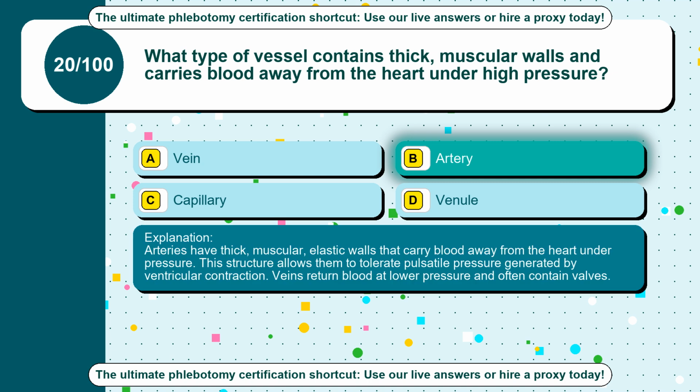Artery. Arteries have thick, muscular, elastic walls that carry blood away from the heart under pressure. This structure allows them to tolerate pulsatile pressure generated by ventricular contraction. Veins return blood at lower pressure and often contain valves.